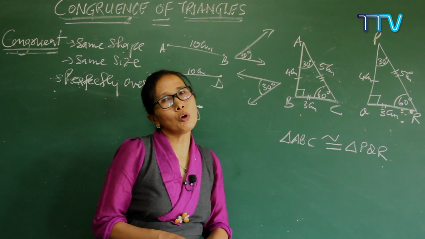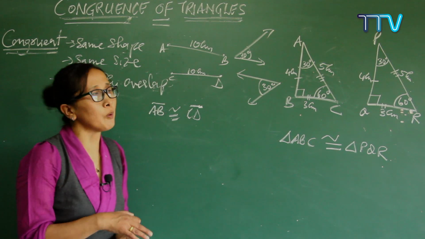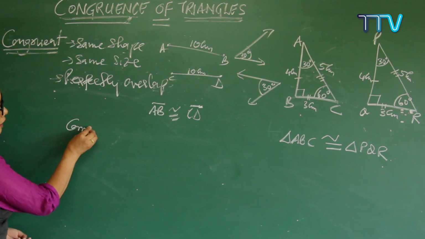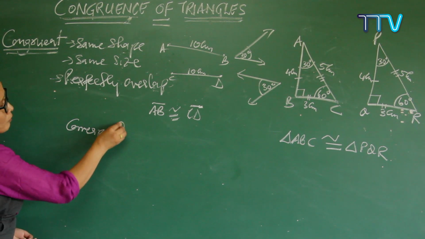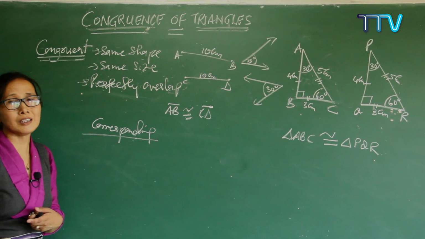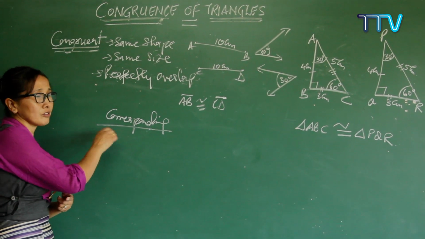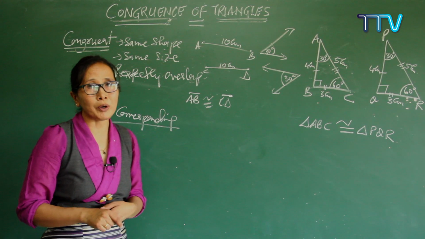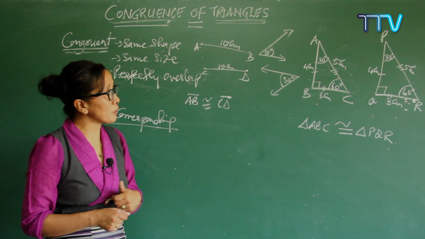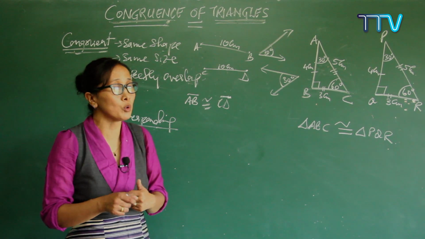And now you have to know another word, corresponding. What is meant by corresponding? You have to get clear on this word, and this is very important. Before you move towards the rules of congruence of a triangle, you have to get clear on this corresponding. What is meant by corresponding here in this chapter? First of all, you have to know this one.